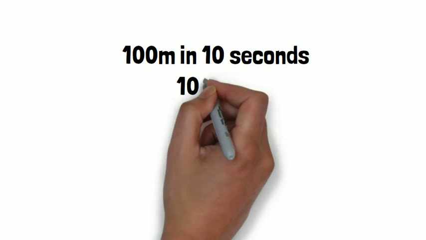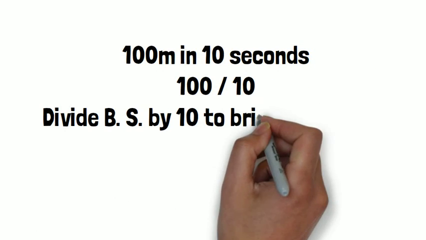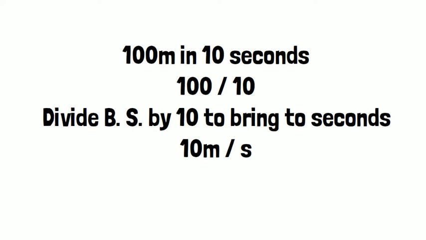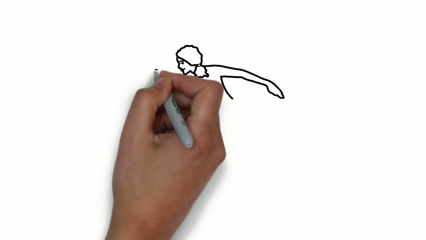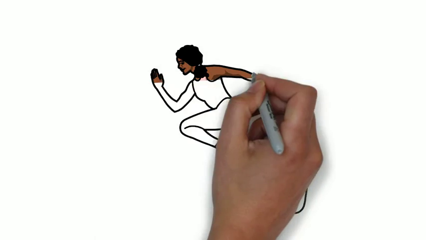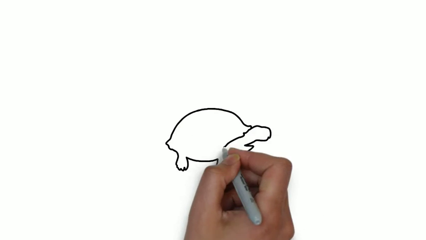It's not that hard. Now 100 meters in 10 seconds, if you're able to run it, is 100 is to 10, or 100 per 10 seconds. Divide both sides by 10. Do the same to both sides. Bring it to seconds. 10 meters per second. That's an average speed. So the average speed of this person running, because she's quick, would be 10 meters per second.